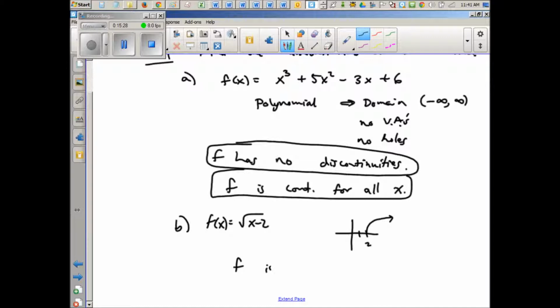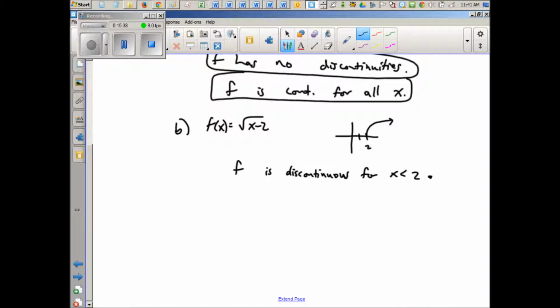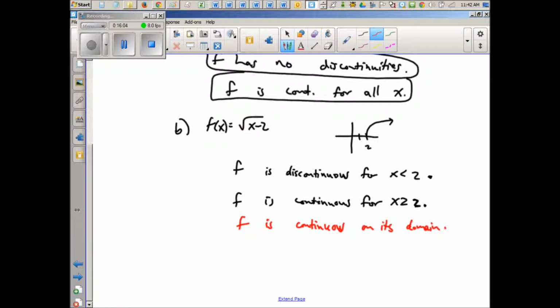Basically, f is discontinuous for all x's less than 2. Or you could say f is continuous for all x's greater than or equal to 2. Or you could even write it this way, f is continuous on its domain. But that's not very specific, is it?